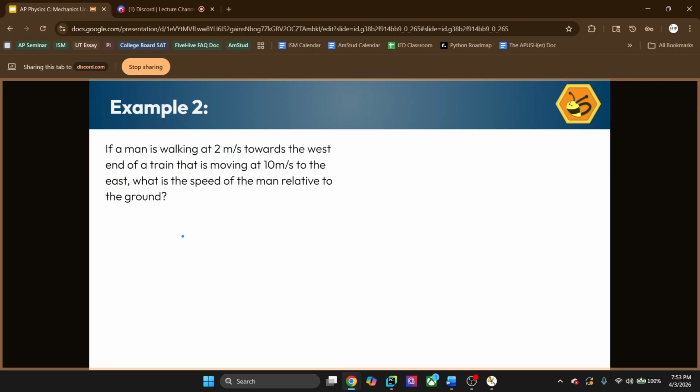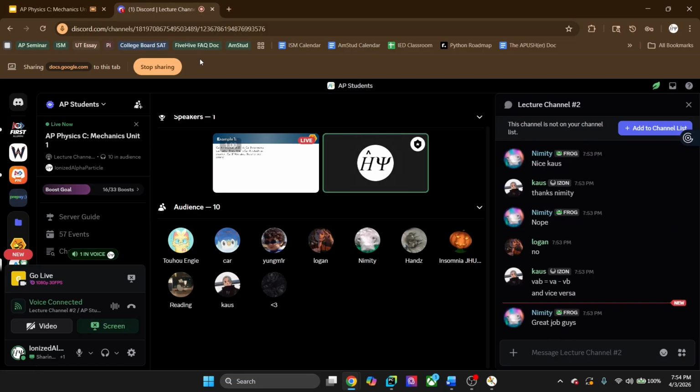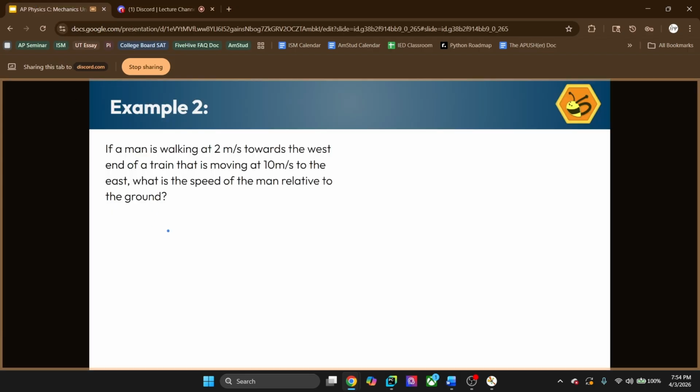If a man is walking at 2 meters per second towards the west end of a train that is moving at 10 meters per second to the east, what is the speed of the man relative to the ground? So this is somewhat of a different type of question of relative velocity, but I think it's still pretty important to know.